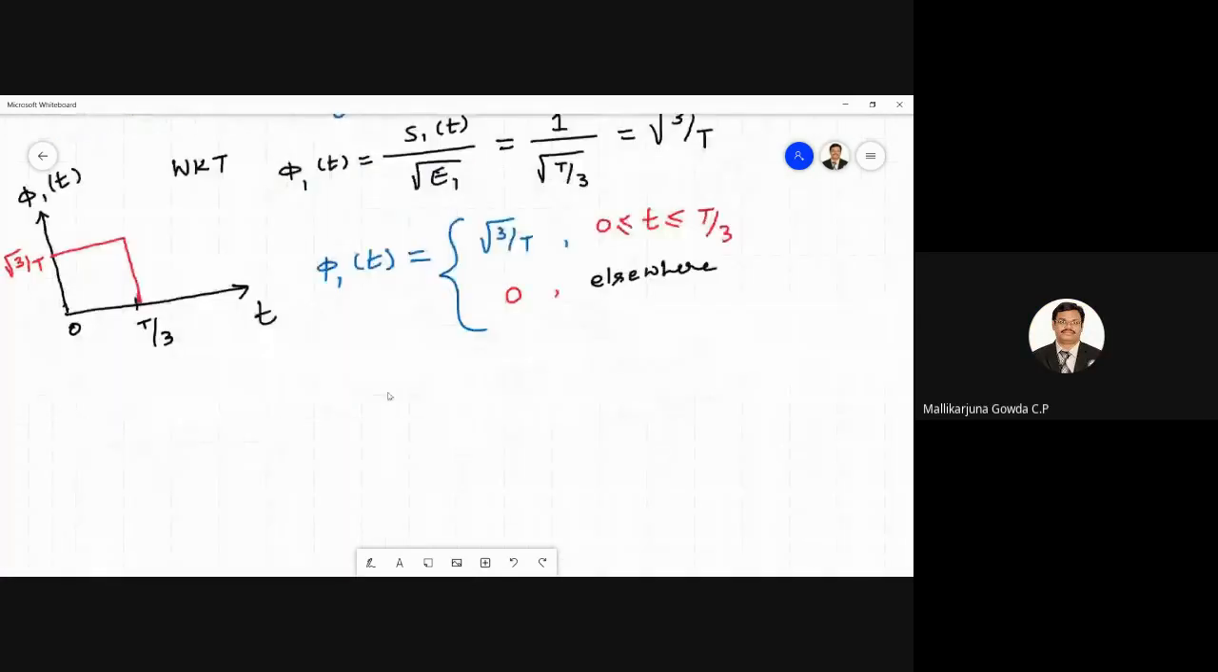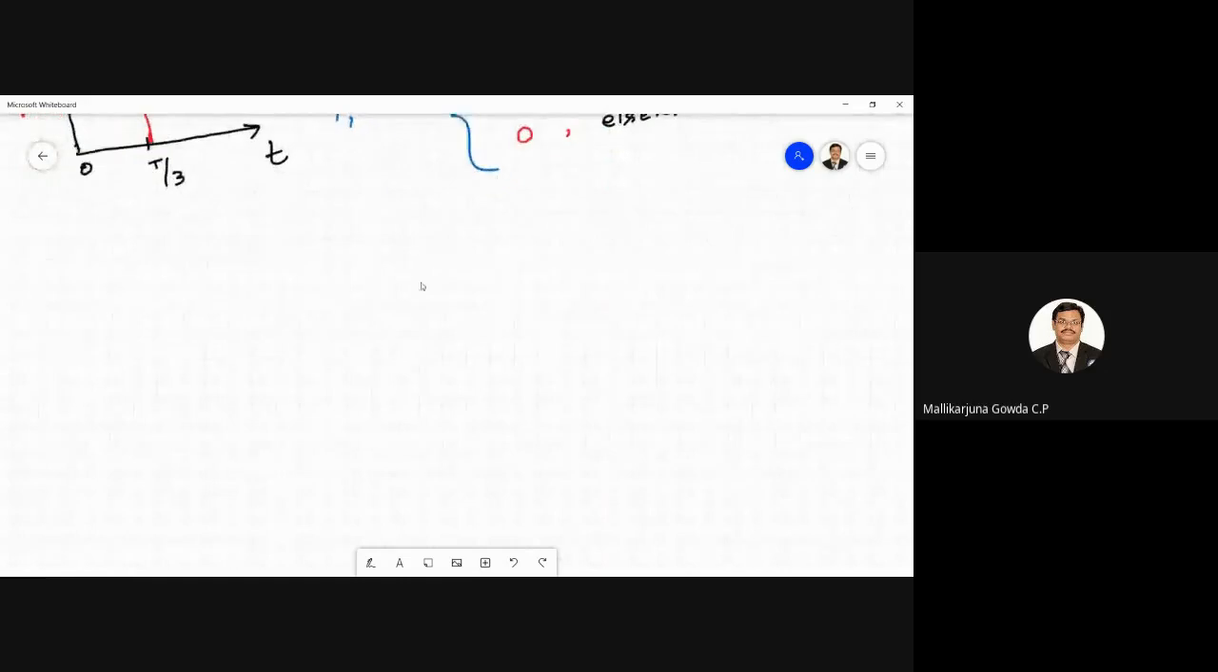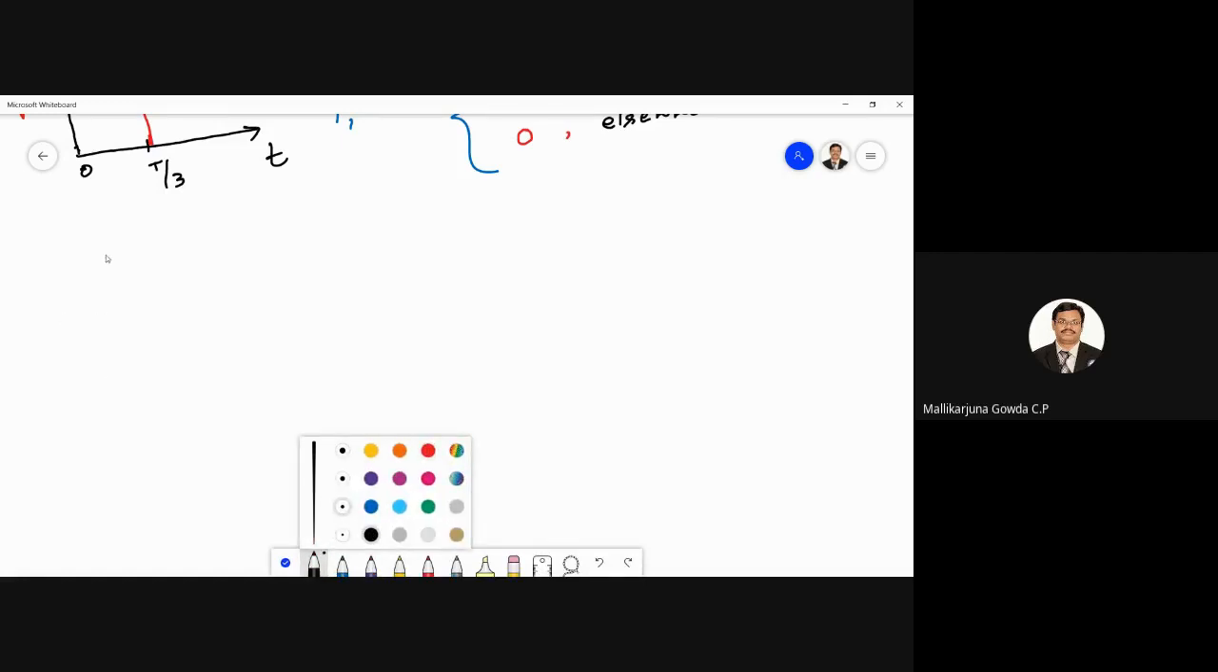What is the second step? What we found in the second step? We need to find phi 2 of t. To find phi 2 of t, you can write the generalized expression, that is what I said, g2 of t. Let me write step 2. Can you scroll up a little, sir? Yeah, I will scroll up.